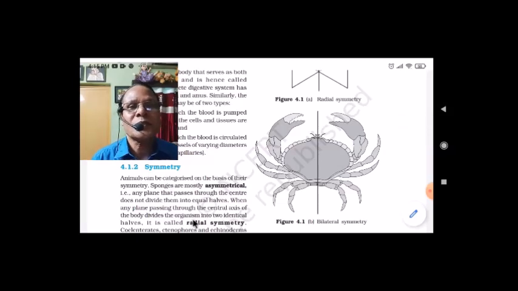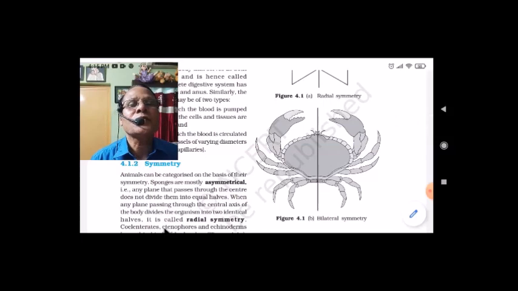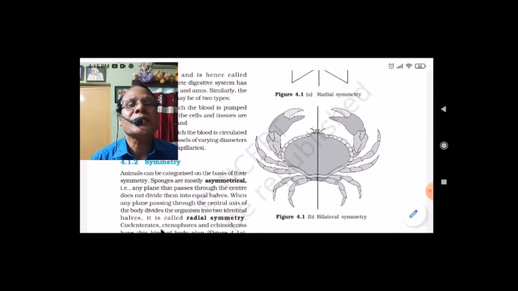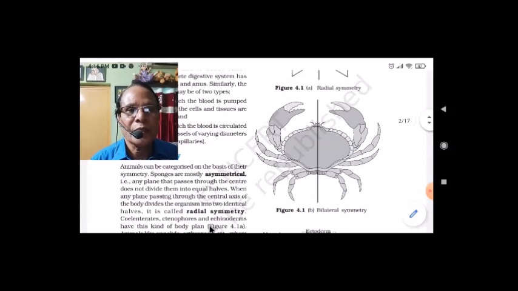Examples are Ctenophora, Coelenterata, and echinoderms. Coelenterata, for example, Hydra. Then Ctenophora, for example, sea combs, comb jellies, or sea walnuts, or we have echinoderms like starfishes. They exhibit radial symmetry, these three groups of phyla.